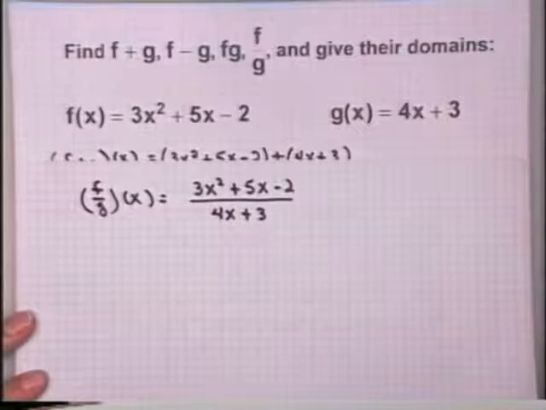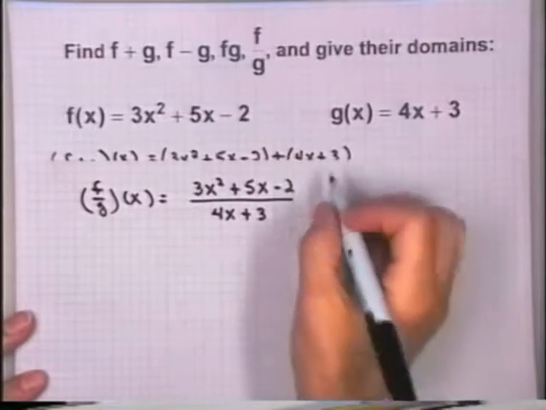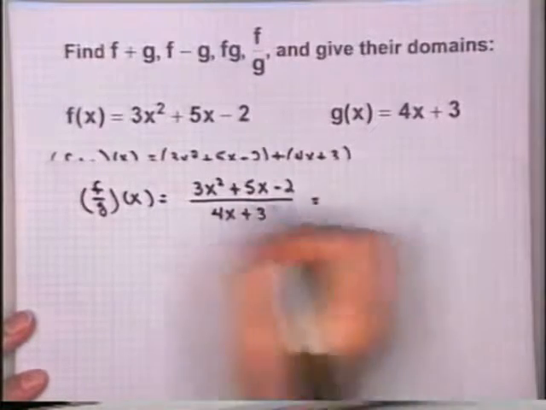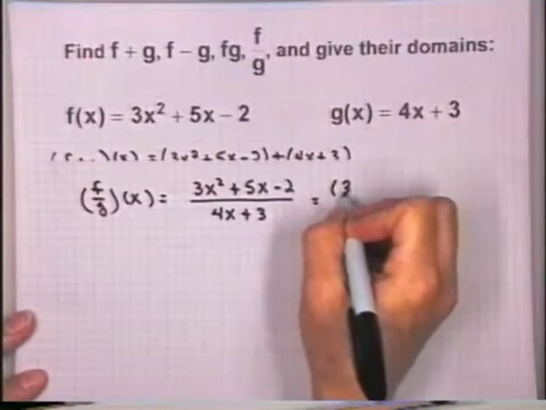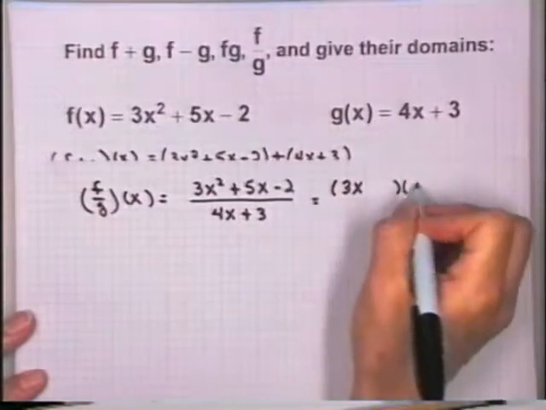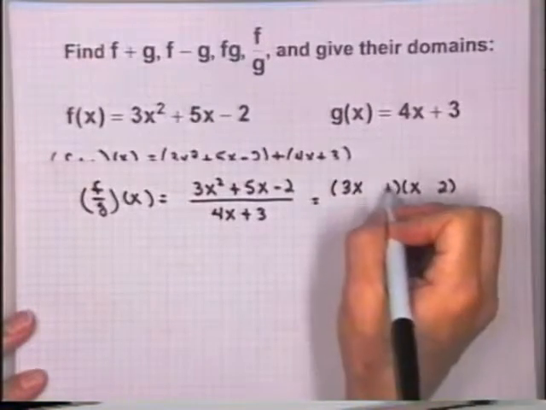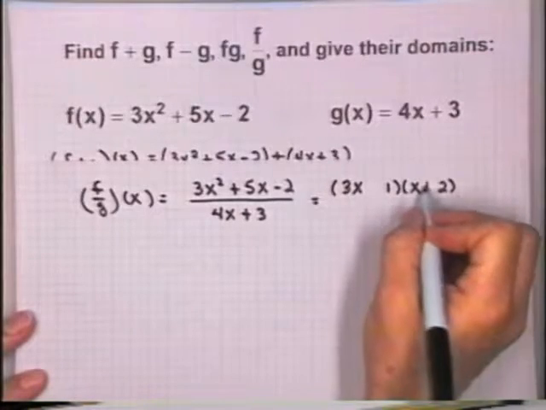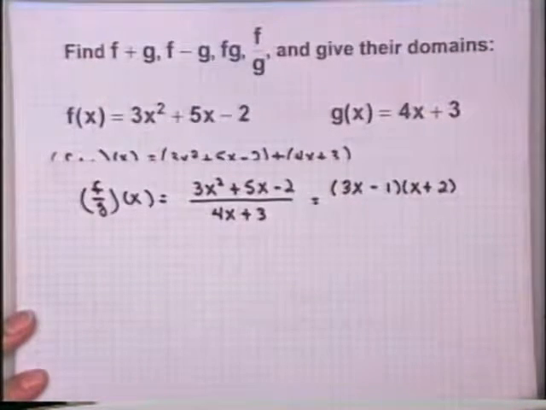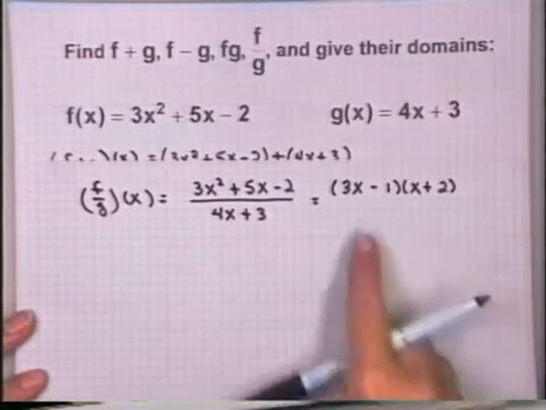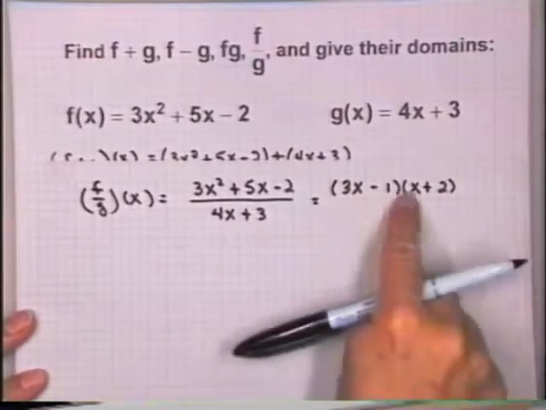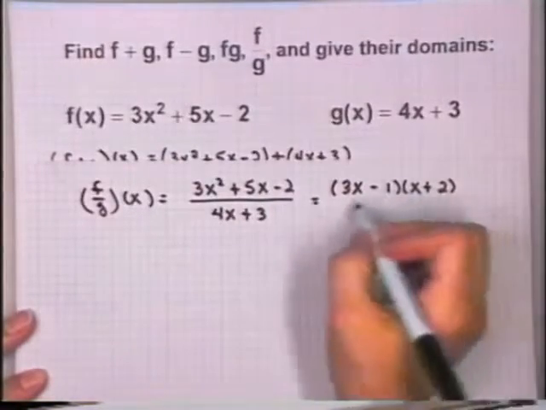Okay? Now, we might want to determine whether we can reduce this new function that we have created or not. I notice that I can factor my numerator. Let's see, it would have to be 3x times 1x. To get that 5 in the middle, I'll need this configuration. I believe it's 3x minus 1 times x plus 2, isn't it? 3x squared, 6 minus 1 is our 5x minus 2.